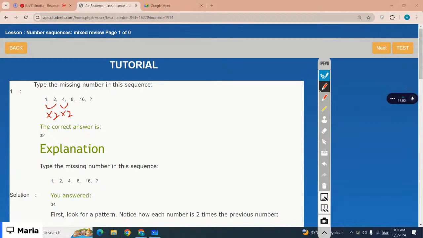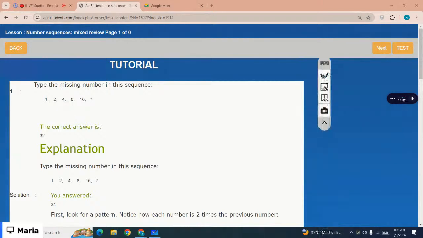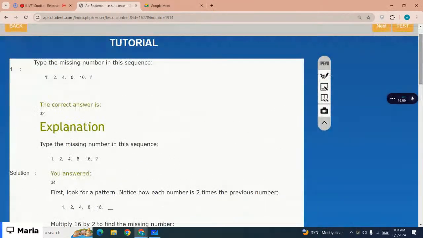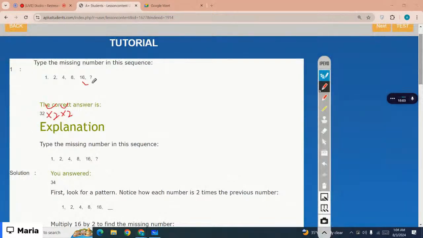If you get the next number by multiplying the previous number, that would be the geometric one. So you need to do 16 times 2, and yes, very good, that is 32. 16 times 2 is 32.